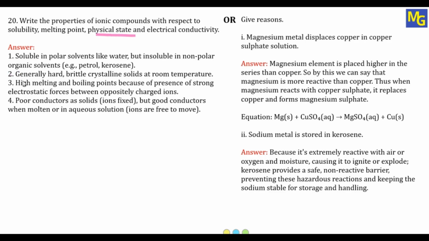Generally these ionic compounds are hard, brittle, crystalline solids at room temperature. So see here, at room temperature, ionic compounds are generally hard and brittle. Brittle means which can easily break. Those are called brittle crystalline solids.